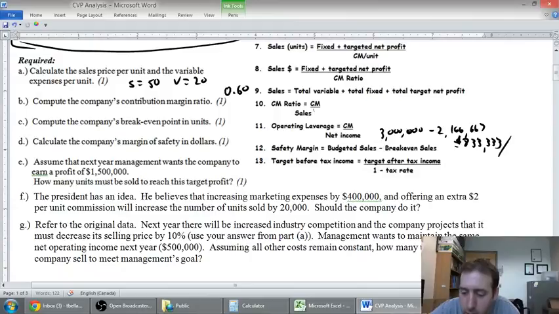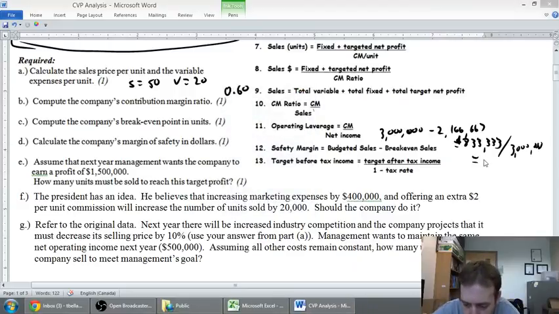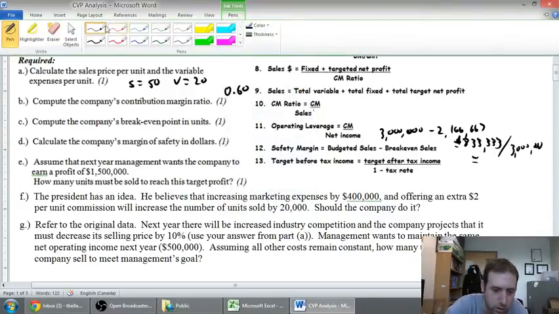833,333. And we just divide that by our budgeted sales of 3 million, and we'll express this number as a percentage. 833,333 divided by 3 million. And I get 27.77%. So let's just say 28%. Use some round numbers here.